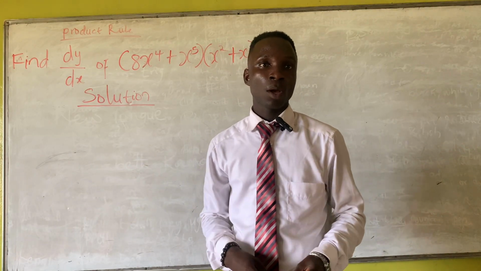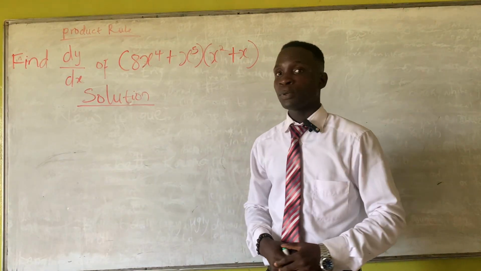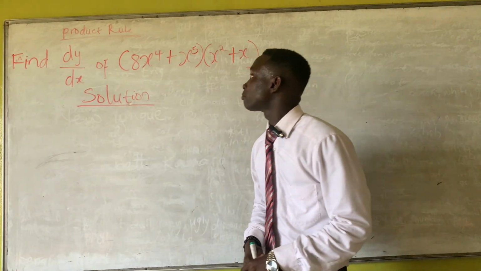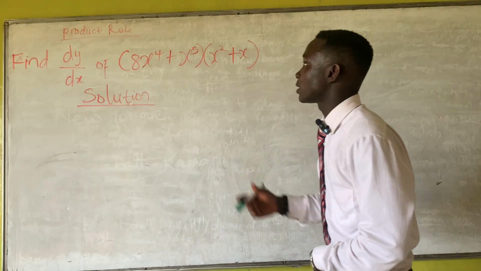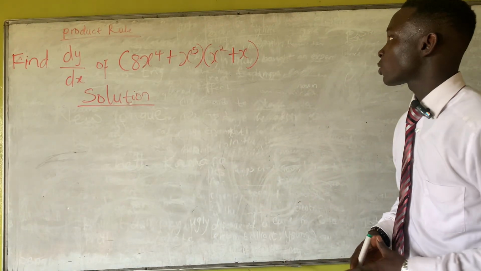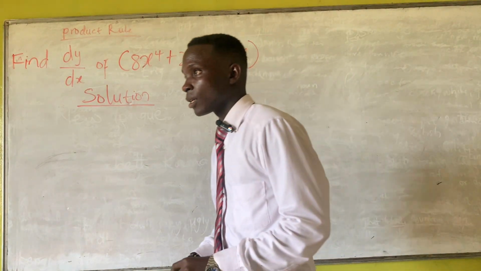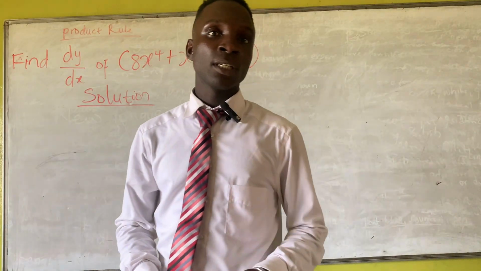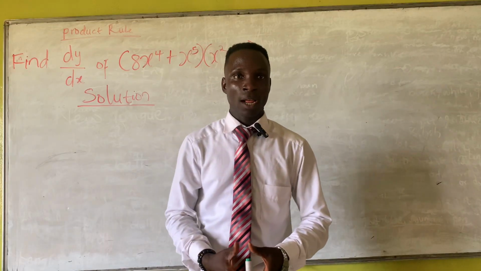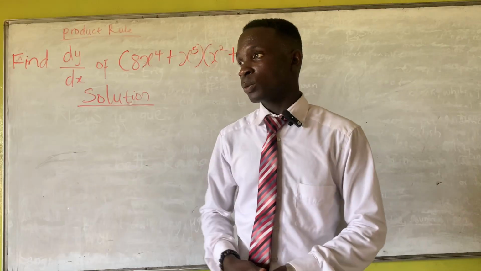Remember, we stopped at product rule where I gave you guys an example. So in this class, we'll be looking at the product rule, also looking at another example, which is find dy/dx of (8x^4 + x^5)(x^2 + x), just as we did in our previous class. We are still going to use the same formula of getting dy/dx using the product rule.